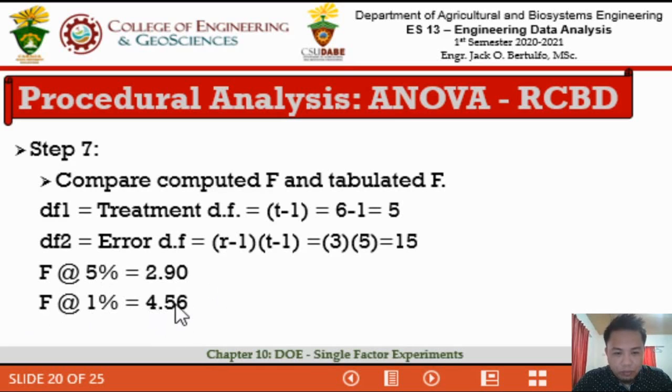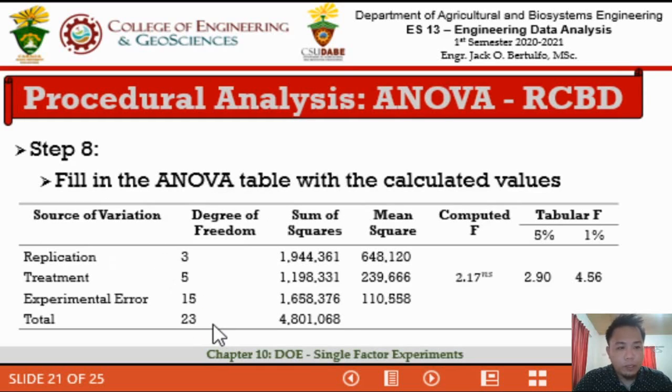Okay, in this class, I will not show the table. You will be the one to find this in the table. I will just go straight to the values: 2.90 then 4.56. So let's compare. What we calculated is 2.17. Then our tabulated values are 2.90 and 4.56, and our computed value is less than both. Therefore, not significant.